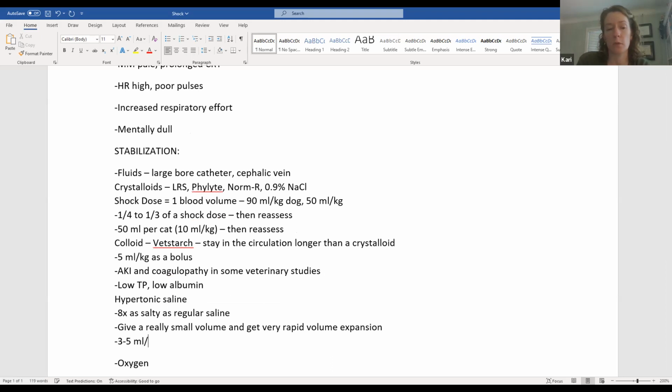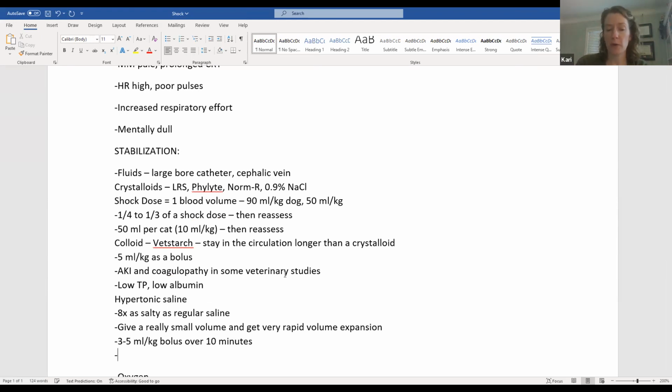So we usually give a 3 to 4 mil per kg bolus over about 10 minutes. You want to give it over at least 10 minutes because it can sometimes cause some vasoconstriction and some changes in heart rate, and you'll get really rapid volume expansion from that. So this would be something you would reserve for a patient who was previously well hydrated and then maybe had an acute trauma or acutely developed a GDV or something like that.